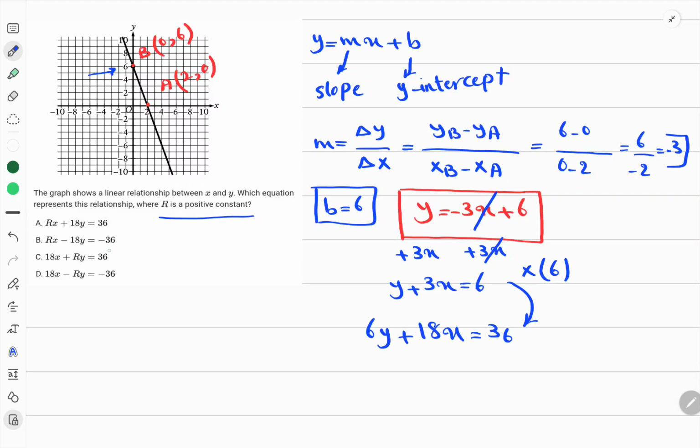We should find which of these choices matches this equation. We have positive 36, this one and this one and this one. We have 18x, which is here. This is 18y, and ry is 6y, which means that 6y is ry, so r is 6, which is a positive number, as mentioned in the question. R should be a positive constant, so choice C is the final answer.